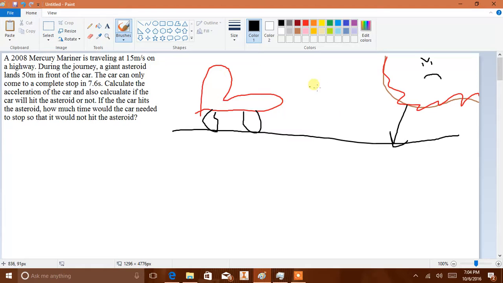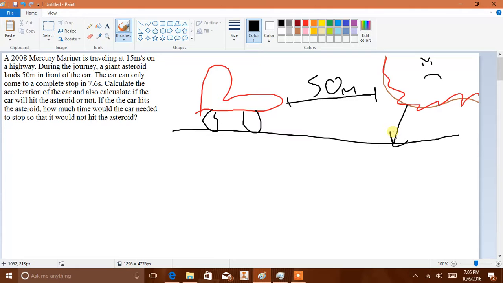And he's landing 50 meters in front. And so the car can only come to a complete stop in 7.6 seconds. So this is the car traveling at 15 meters per second and coming to a safe stop, not like slamming the brakes, and stops at 7.6 seconds.